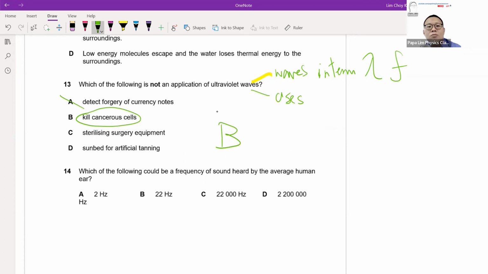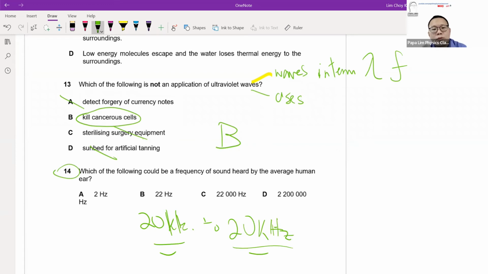Ultraviolet rays are definitely used to sterilize swimming equipment. The same thing is also used for sun tanning. So among all these options, B is the one that looks more reasonable and accurate in answering the question. Then for question 14, the standard range that we look at is the audible range. It ranges from 20 hertz to 20 kilohertz.